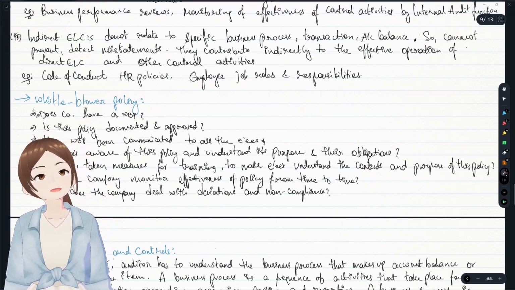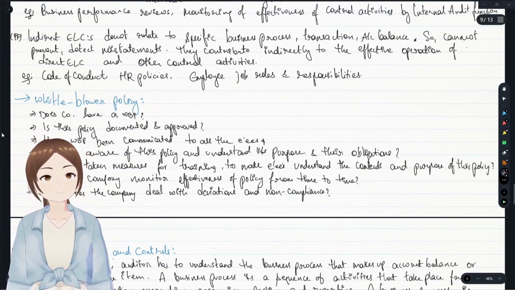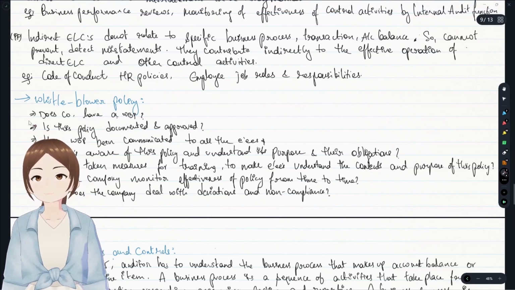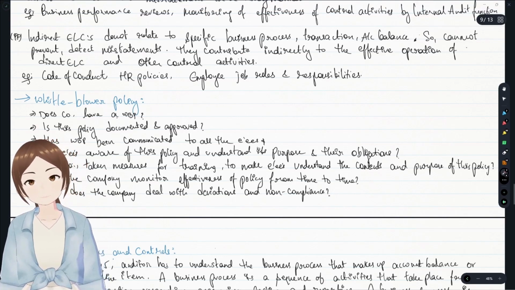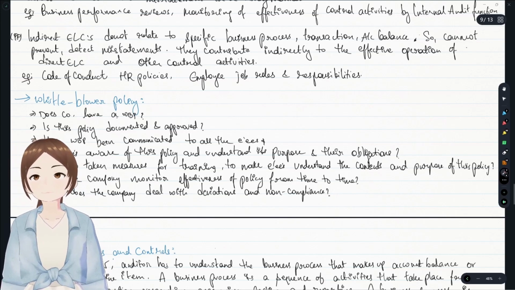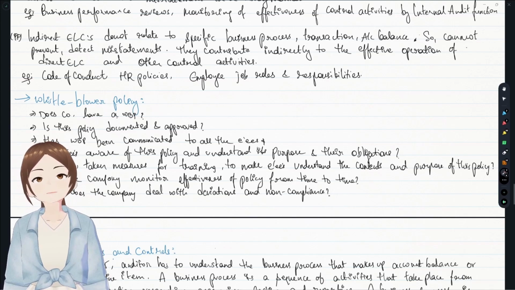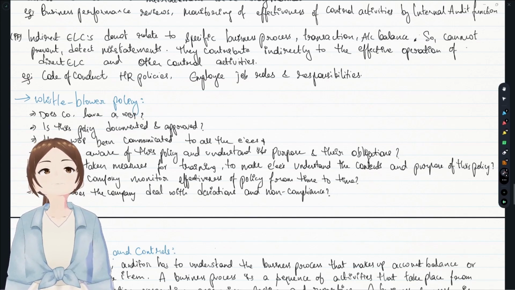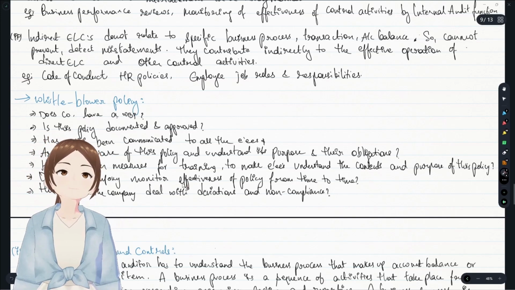First thing, whistleblower policy there or not there? Approved or not approved? Communicated or not communicated? Do they know the purpose and obligations, yes or no? Has the company taken any kind of training for its employees to make them understand the whistleblower policy? Does the company monitor it?